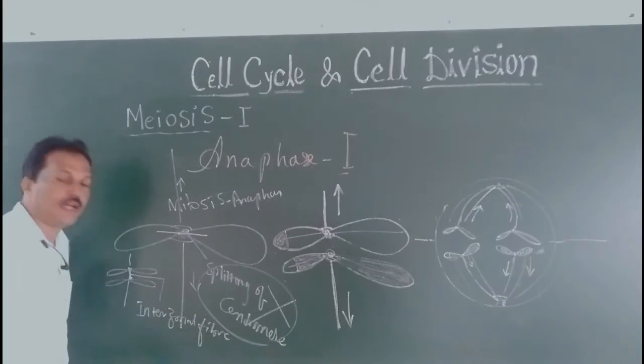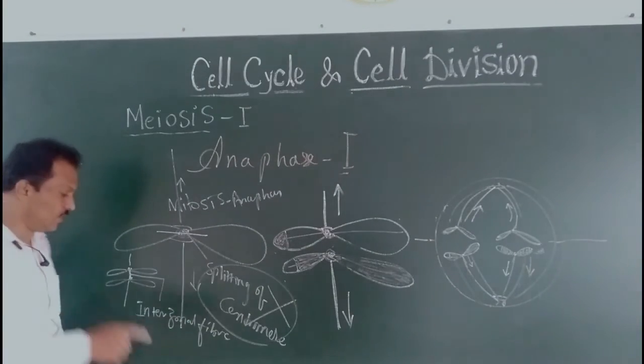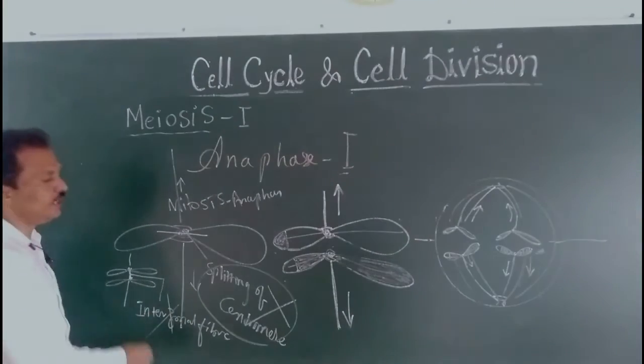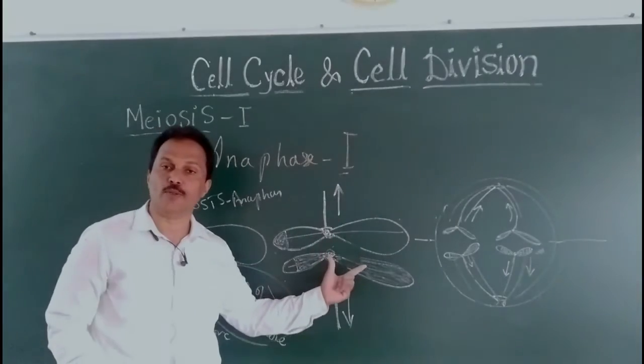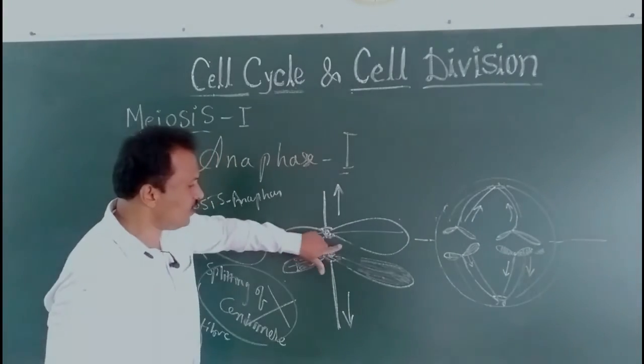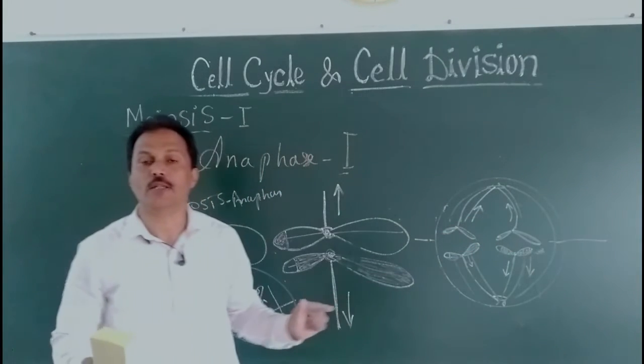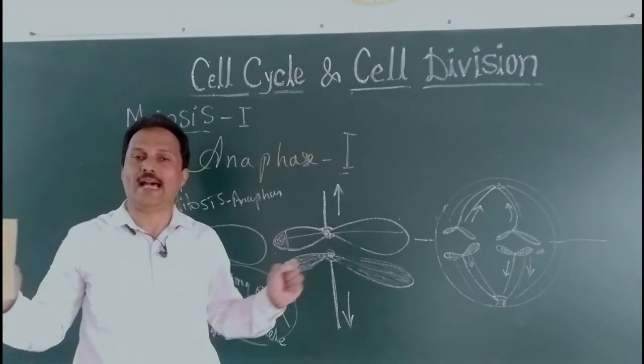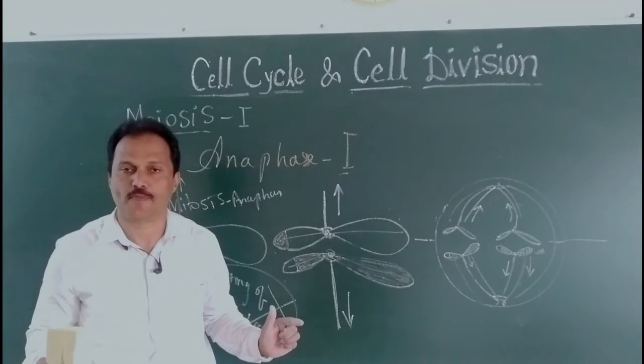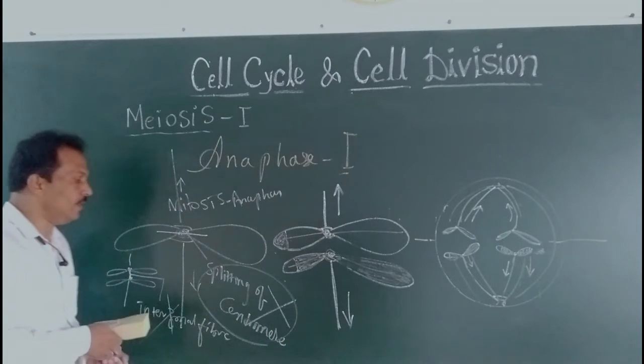That was the case in mitosis when the centromere splits, but this is not the case in anaphase 1 of meiosis. No fiber is seen in between. There is no interzonal fiber because no splitting of the centromere has taken place. I hope that you have understood.